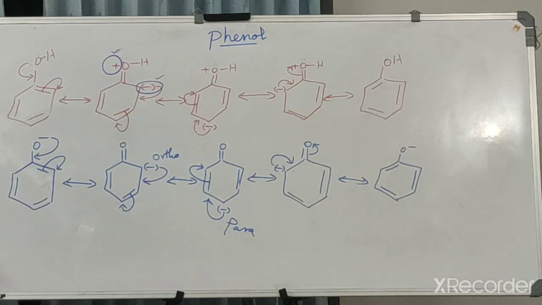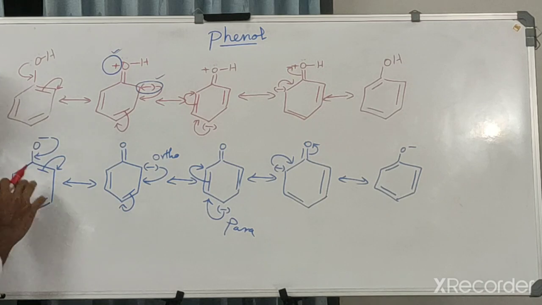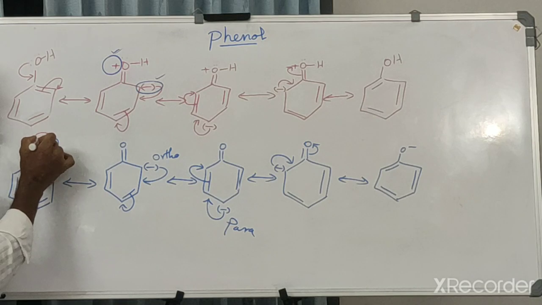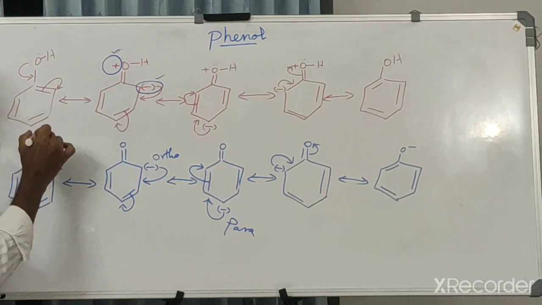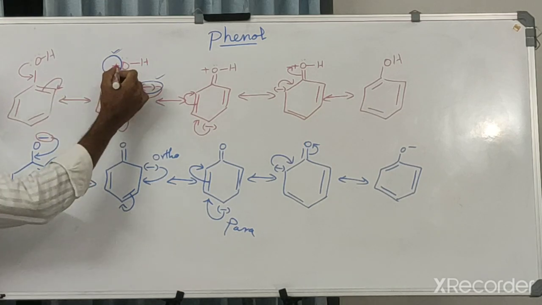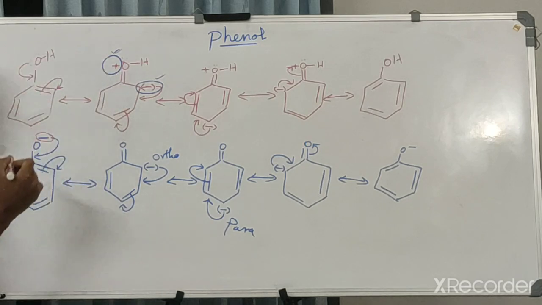Then we consider the phenoxide ion resonating structure. In the phenoxide ion resonating structure, we can see that only one charge is distributed in the entire molecule. That means if there is an electron rich situation, even oxygen, the most electronegative atom in this group, is keeping an electron rich situation here. It is the reverse of the situation there. So this is somewhat more agreeable than the other one.